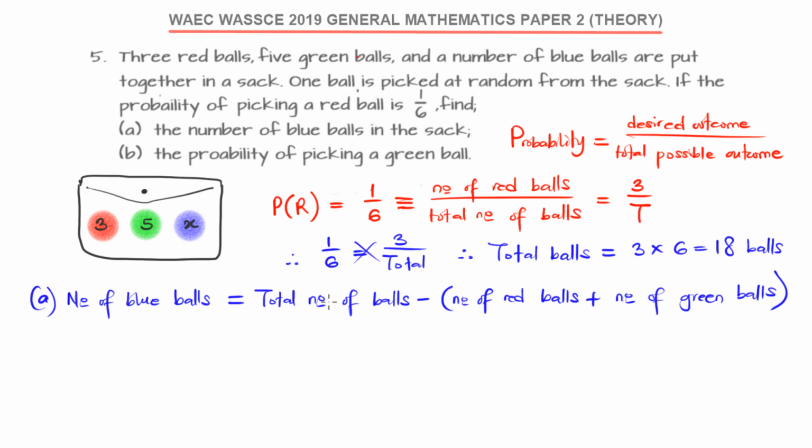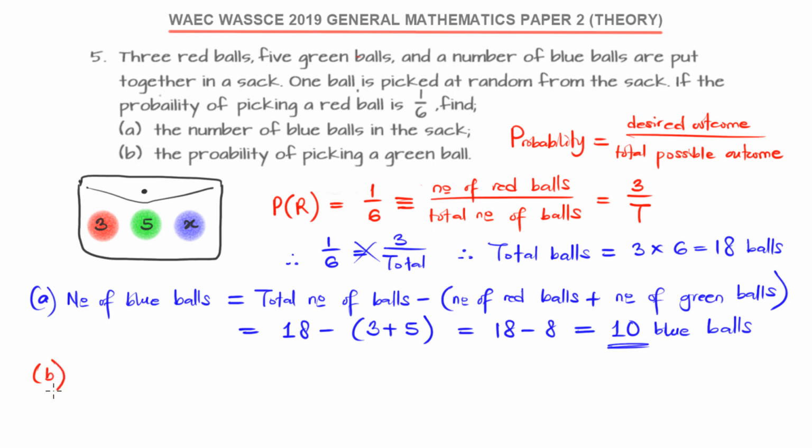Now, we just got the total number of balls to be 18. We've been told in the question that we have 3 red balls and 5 green balls. So that will give us 18 minus 8, and 18 minus 8 is 10. So the number of blue balls in the sack is 10. 10 is the number of blue balls.